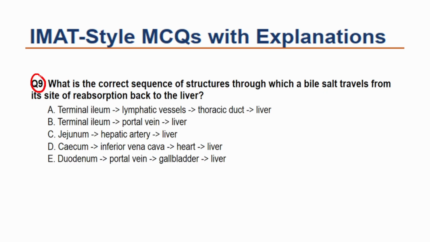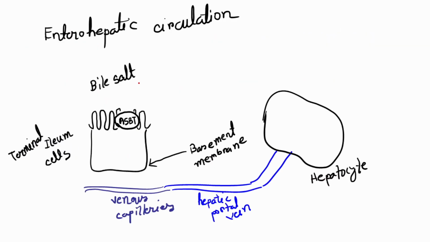Question 9 starts with, what is the correct sequence of structures through which a bile salt travels from its site of reabsorption back to the liver? The mechanical theory of the enterohepatic circulation highlights the continuous conservation loop designed to spare the liver from the high metabolic cost of synthesizing brand new bile salts from cholesterol during every meal.